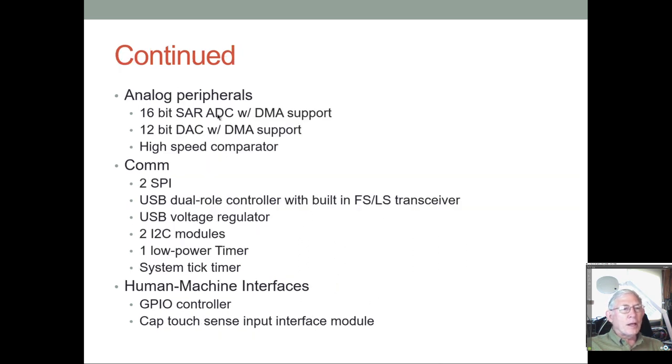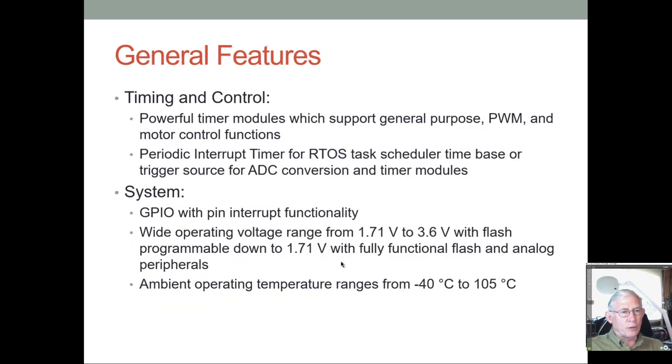All right, and we've looked at most of this stuff. I'm not gonna go over all this again. So we've got a lot of timer modules for general purpose timers. They support PWM and all sorts of other good stuff. There's a periodic interrupt timer which makes it real convenient for a real-time operating system, that you can use to switch between tasks so that it appears that all the tasks are running at the same time. It can also be used to trigger ADC conversions and other things.